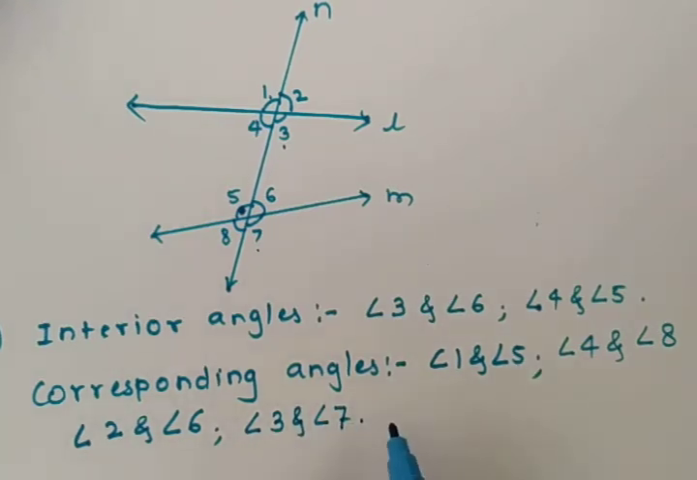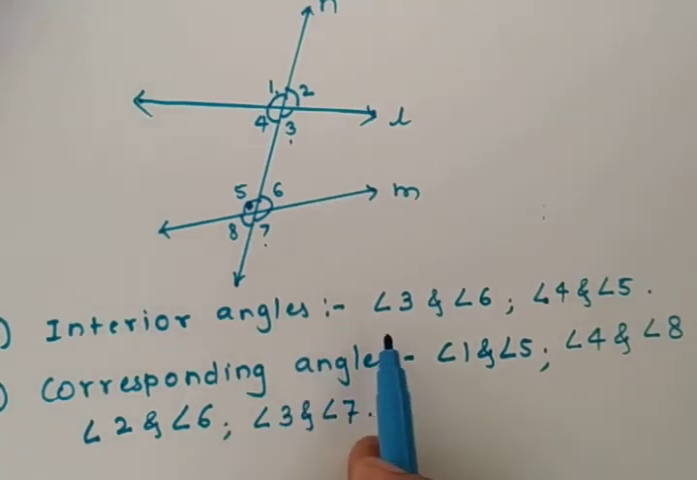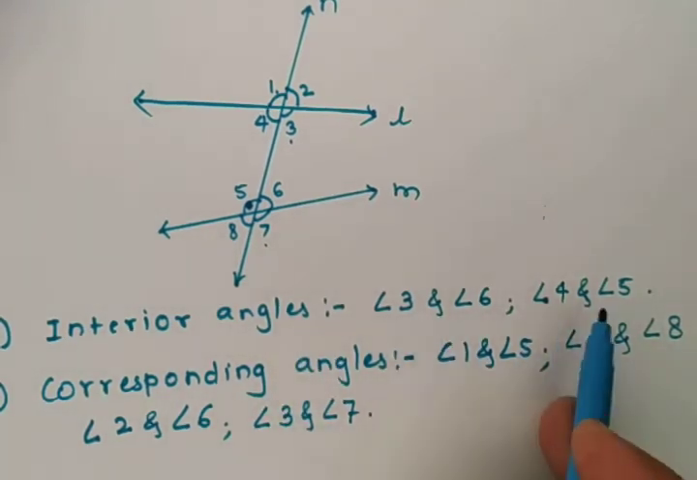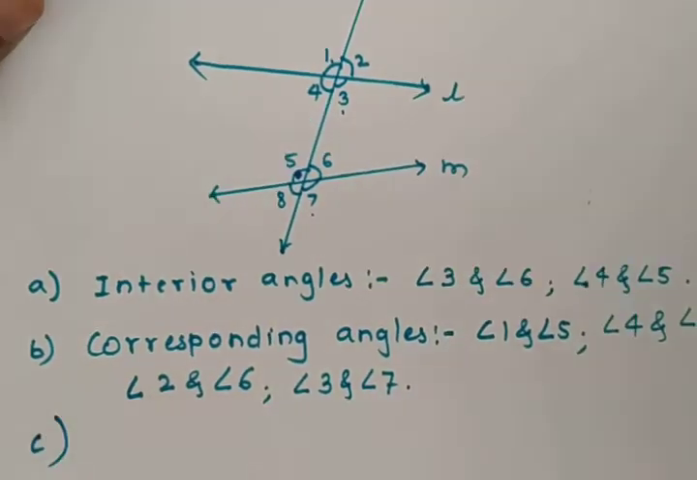These are corresponding angles. So how many pairs are we getting of corresponding angles? We are getting 4 pairs of corresponding angles. Got it? And how many pairs of interior angles are we getting? Here 2 pairs. Okay. Now I'll show the next type of angles.